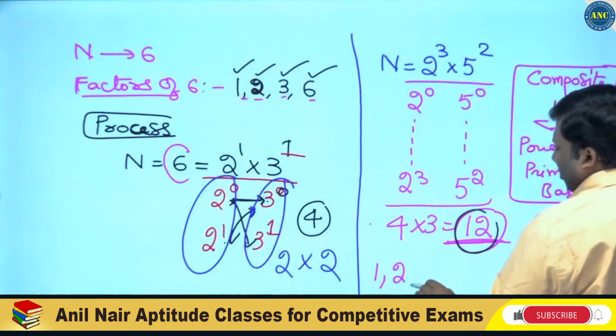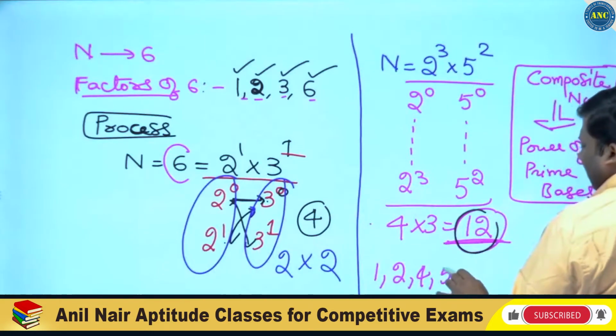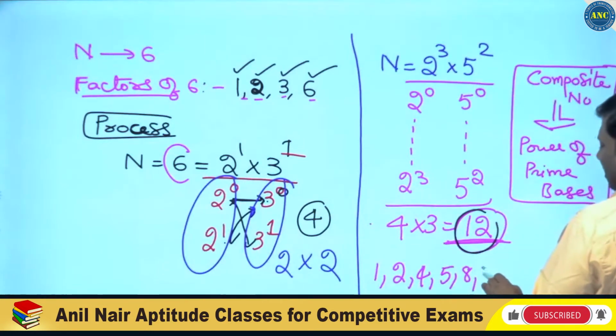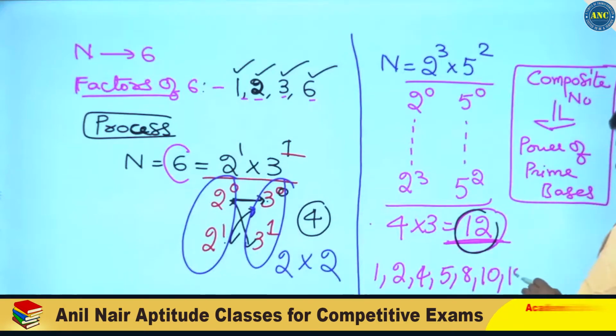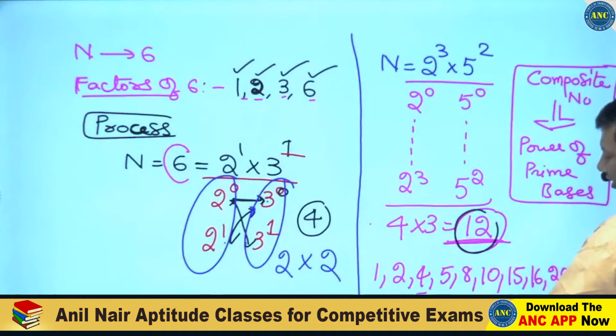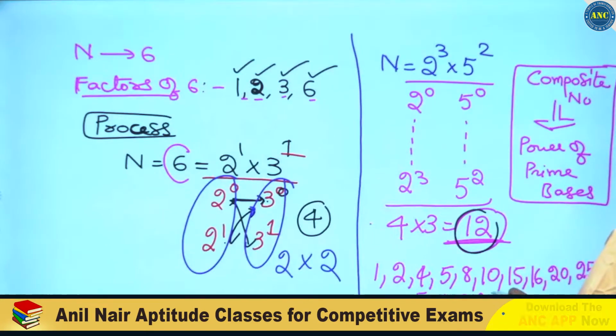1 is a factor, 2 is a factor, 4 is a factor, 5 is a factor, 8 is a factor, 10 is a factor, 15 is a factor, 16 it is a factor, 200, right? 20 it is a factor. Are you all with me? 25 it is a factor. 50 it is a factor. 100 it is a factor. 200 also it is a factor.